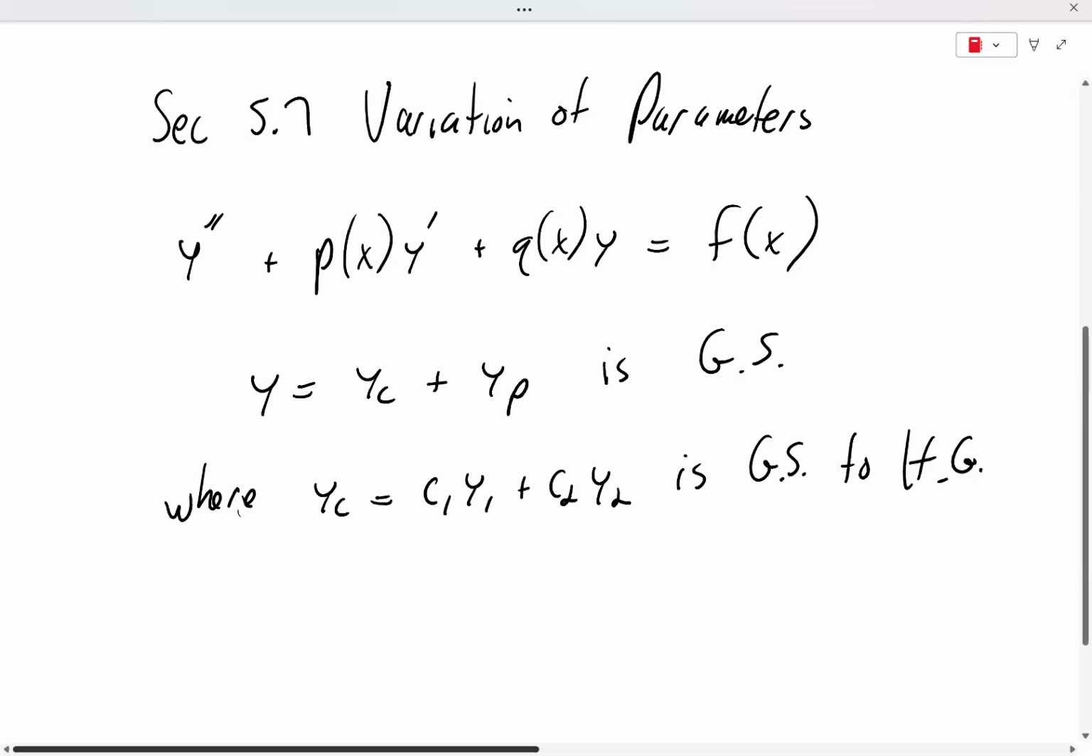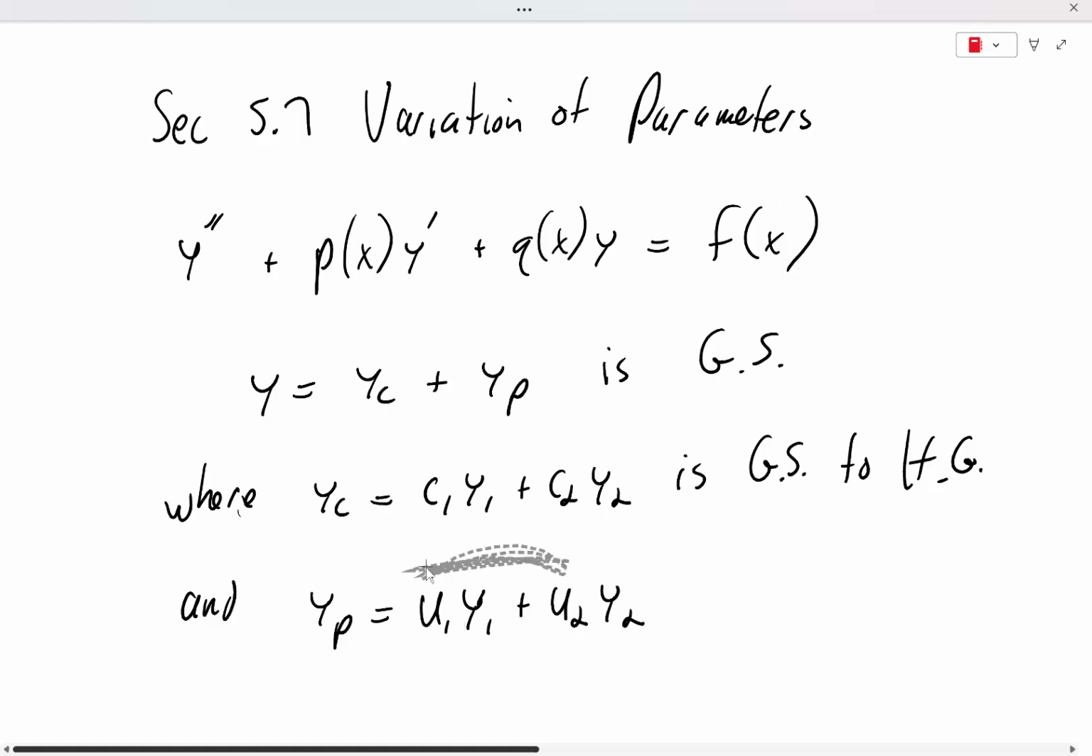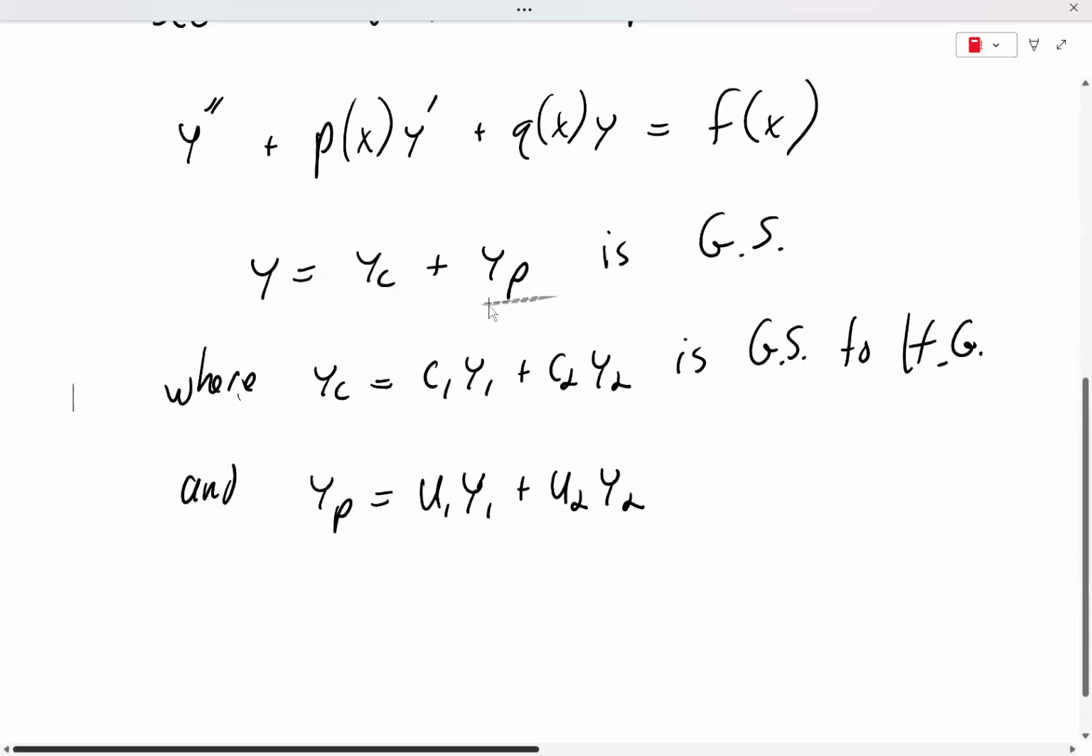And then now the y sub p, the particular solution to the non-homogeneous equation, you can write like this, where these are functions to be determined. This u sub 1, u sub 2, those are functions of x. So that's this part over here. The y sub 1, y sub 2 are the same parts as in the general solution of the homogeneous equation. These are called the fundamental solutions to the homogeneous equation. That's the y sub 1, y sub 2 here.